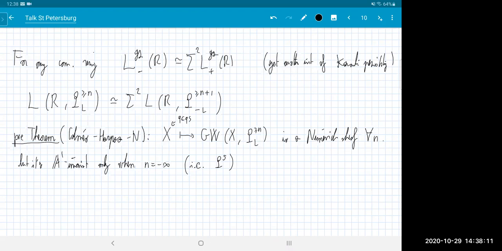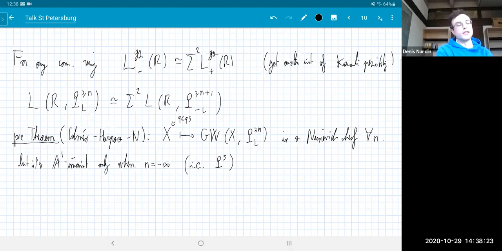Is this an answer? Yeah, more or less. I mean, this equality holds only for n equals minus infinity. For any other n, it is not A1 invariant, because you can find some very, very negative L-theory groups. I can tell you actually what the problem is. The problem is that WQ is not A1 invariant.